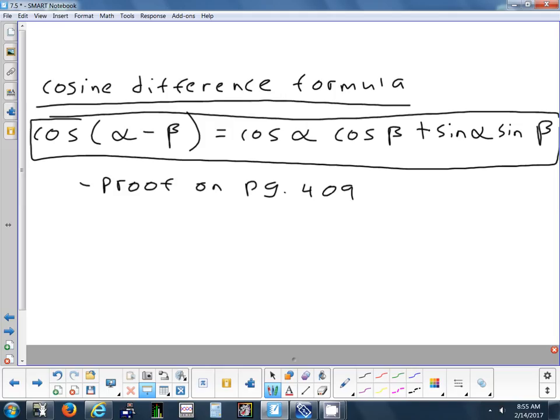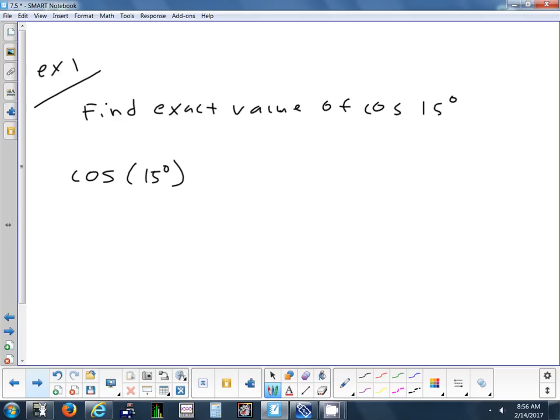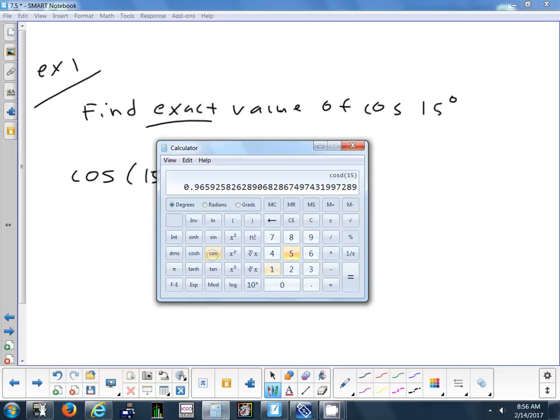The proof of this is on page 409. It's a bit lengthy, and it's not really worth taking 10 or 15 minutes to do it. But once you know this formula, you can figure out all the other formulas using this one. I think it's easier once you know them if you just memorize them or write them down. It does take a little bit of time if you have to use this one every time to figure out the other ones. So hopefully just make a list of them and then you'll have them all. Right. So I want to find the cosine of 15 degrees, and I want it exact. I can do it like this, but that's a decimal.